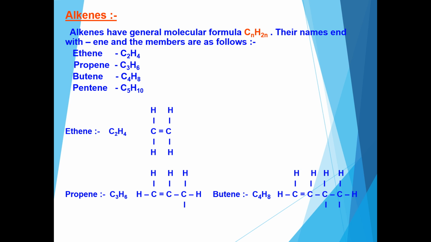Propene structure, you can see in the structure of propene, the formula is C3H6. So first carbon is having 2 hydrogens, then second carbon is having 1 hydrogen, third carbon 3 hydrogens. In butene, there are 4 carbon atoms, where first and second carbon are attached to each other by a double bond. So first carbon, in order to complete tetravalency, will have 2 hydrogens, second will have 1, third will have 2, and the fourth one will have 3 hydrogen atoms.